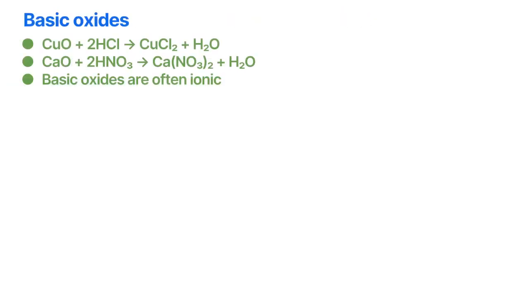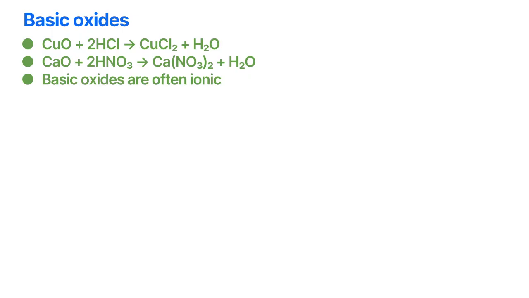Copper oxide reacts with hydrochloric acid to form copper chloride and water. Similarly, calcium oxide reacts with nitric acid to produce calcium nitrate and water. Because metals form positive ions, basic oxides are usually ionic in nature.